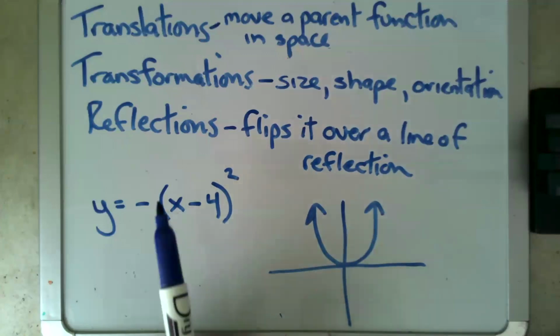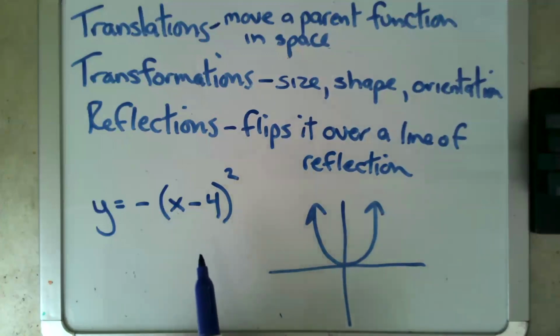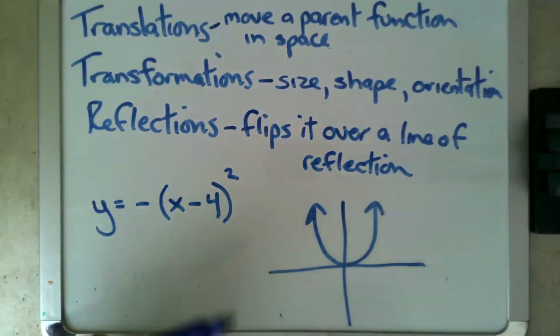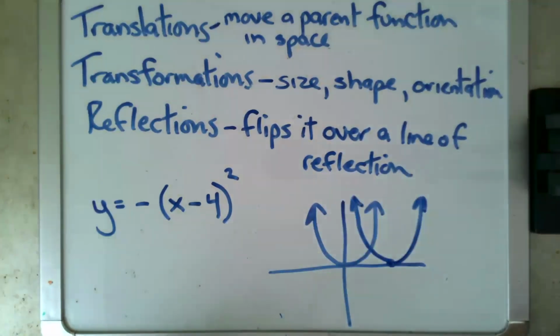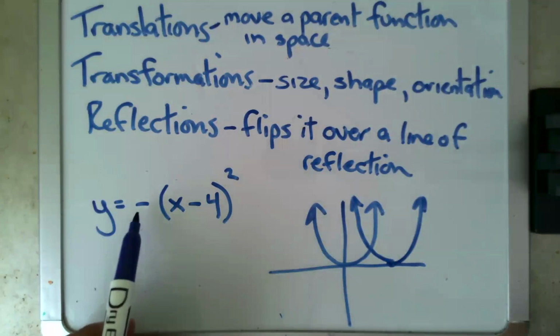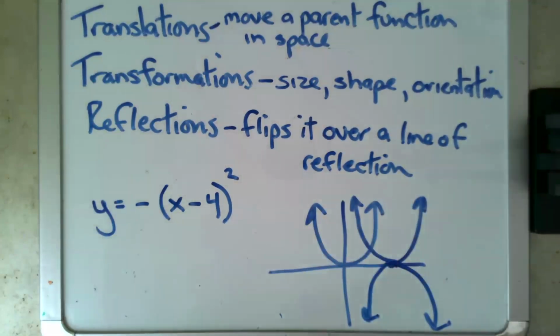This is horizontal. Horizontal shifts are the opposite of what you'd think. So negative means we're moving it in that direction. So that's our first shift. Next, we have a flip, a reflection. And so I flip that over the x-axis, and that is my final answer.